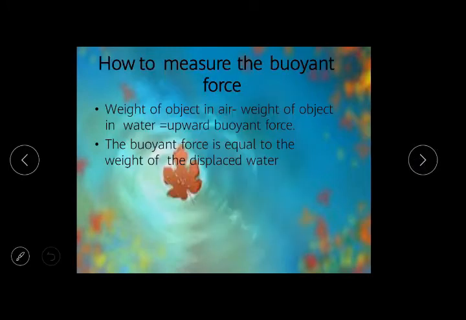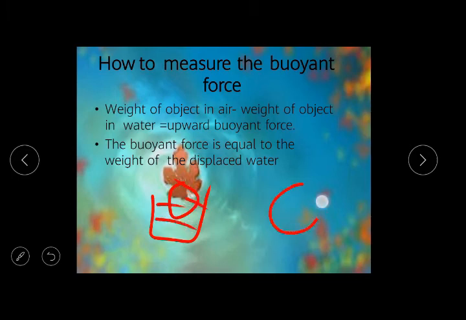Now how to measure the buoyant force? Weight of an object in air minus weight of object in water equals the upward buoyant force. For example, you take two objects. You put one object in water, and you take another directly in air. You will get some weight in each case. The weight you measure in air minus the weight you get in water is known as the upward buoyant force.